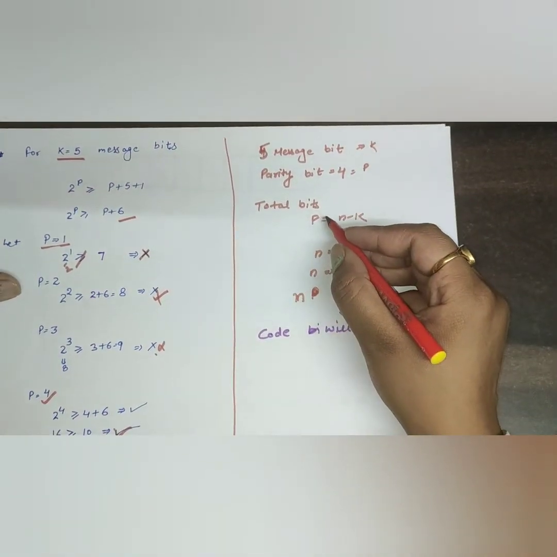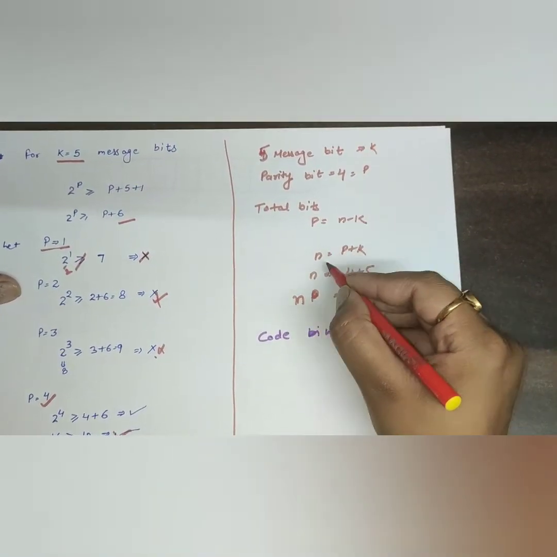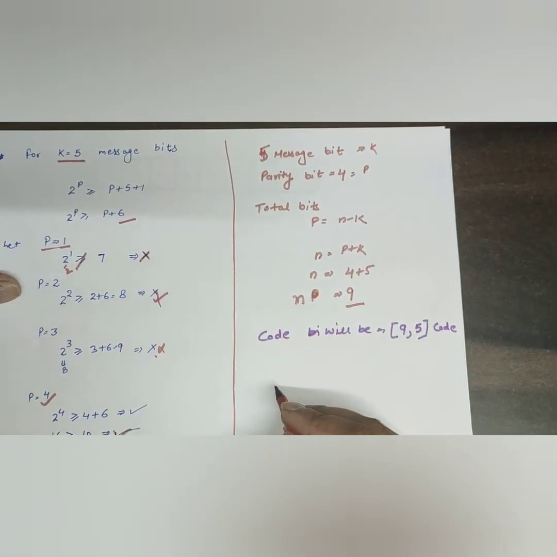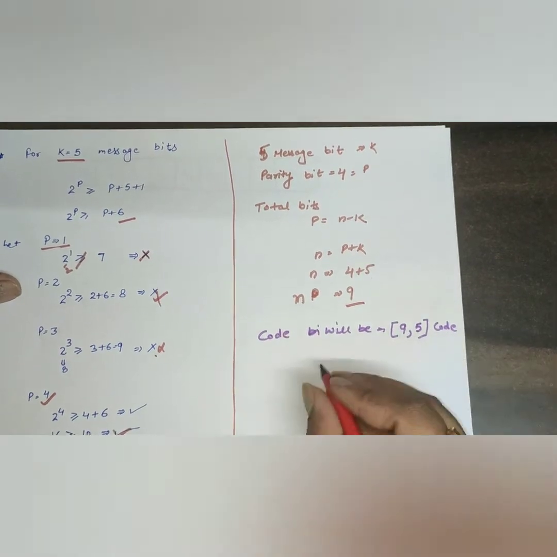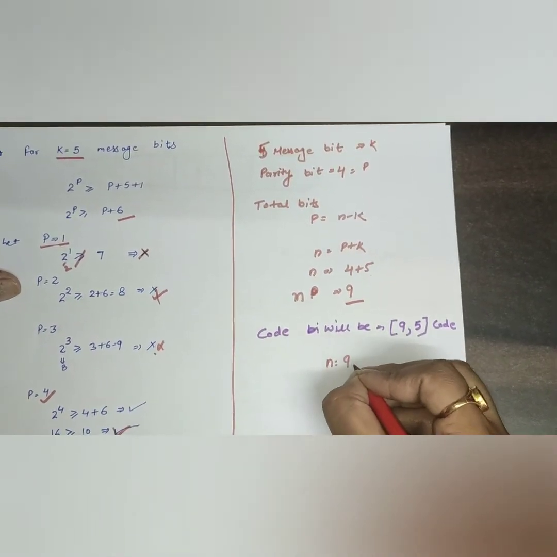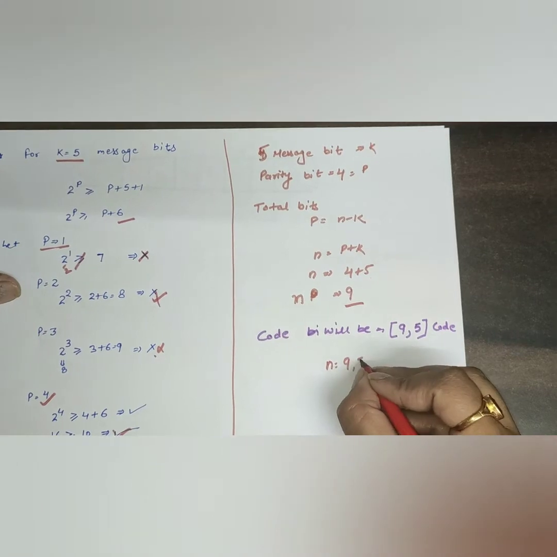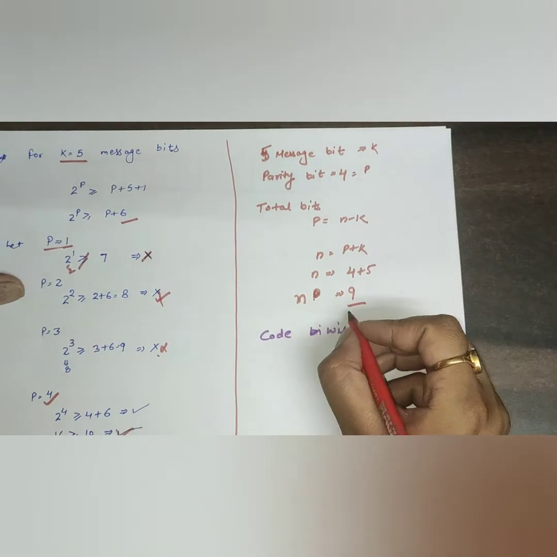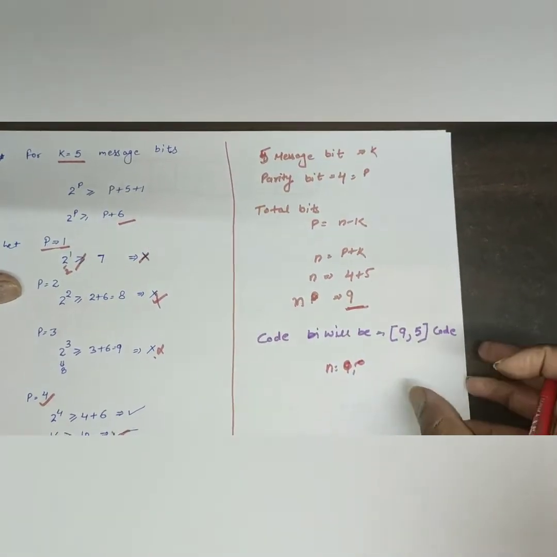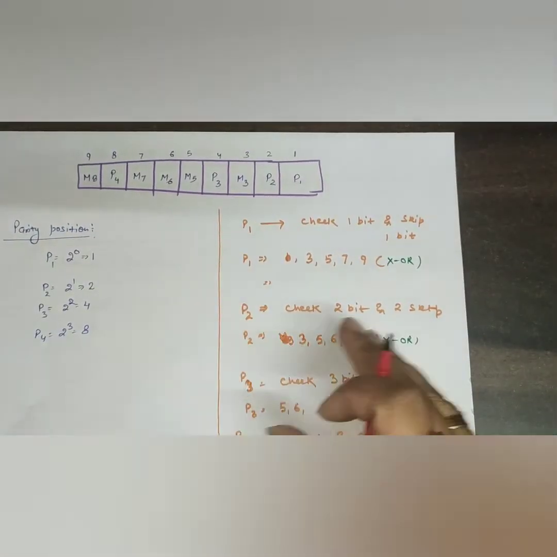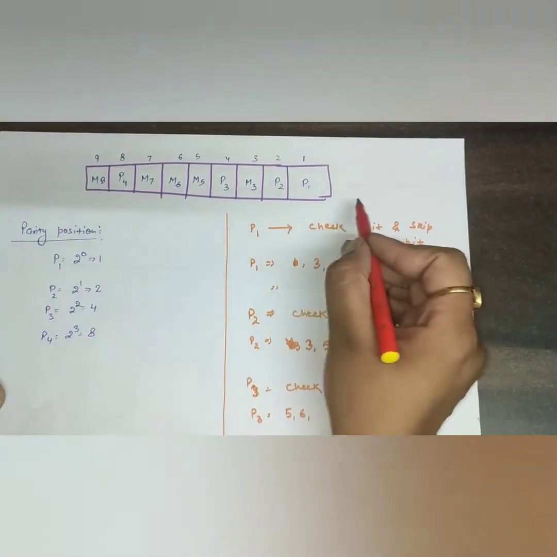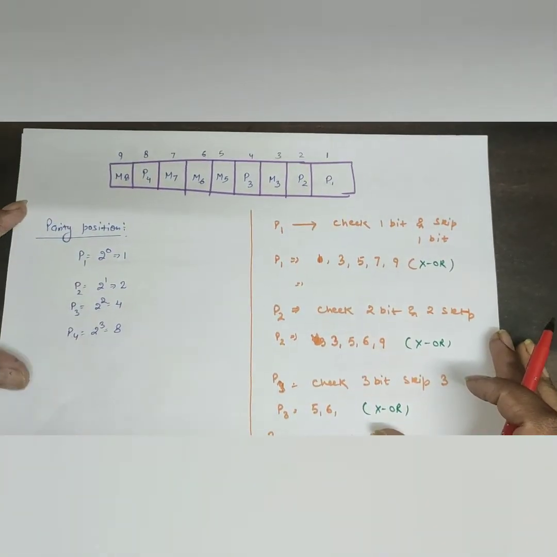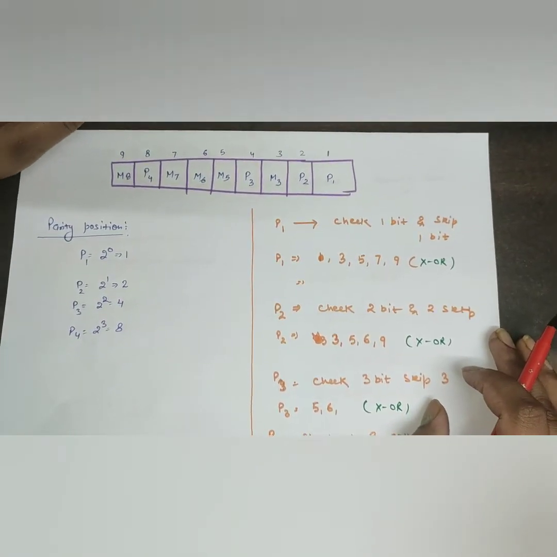Now p equals n minus k, so n equals p plus k, so n equals 9. So the code will be (9, 5) code, because the total bits n is 9, message bits is 5 and parity is 4. So the total message length is 9. Now we will put here the 9 bits with positions 1, 2, 3, 4, 5, 6, 7, 8, 9. Now how can we identify the position of parities?